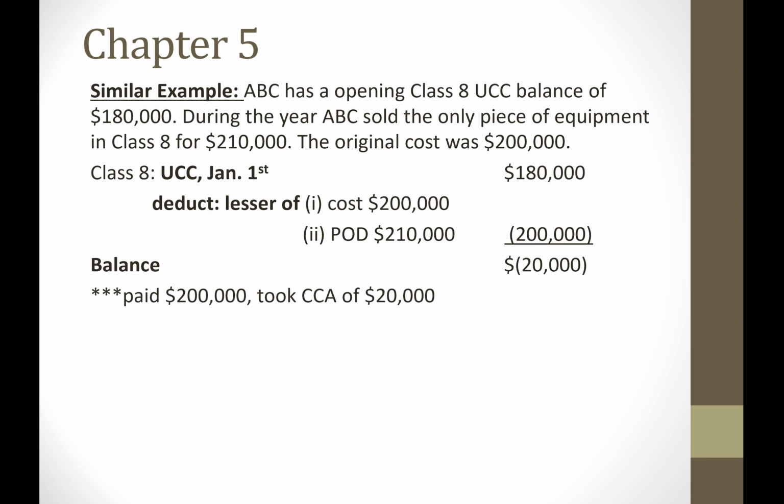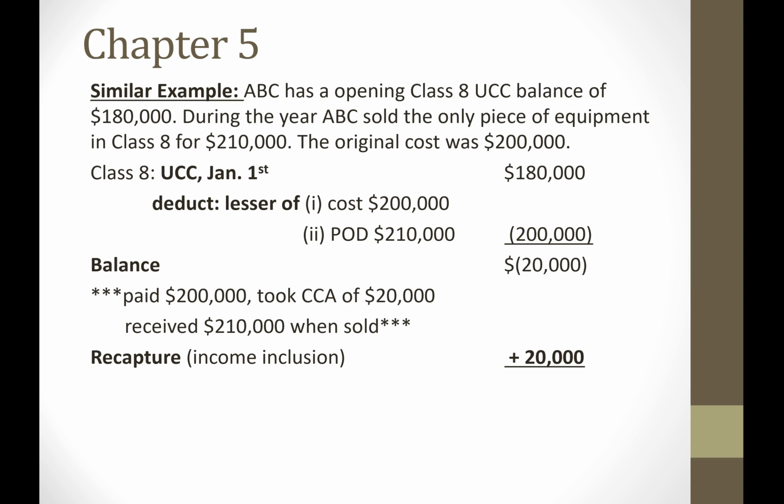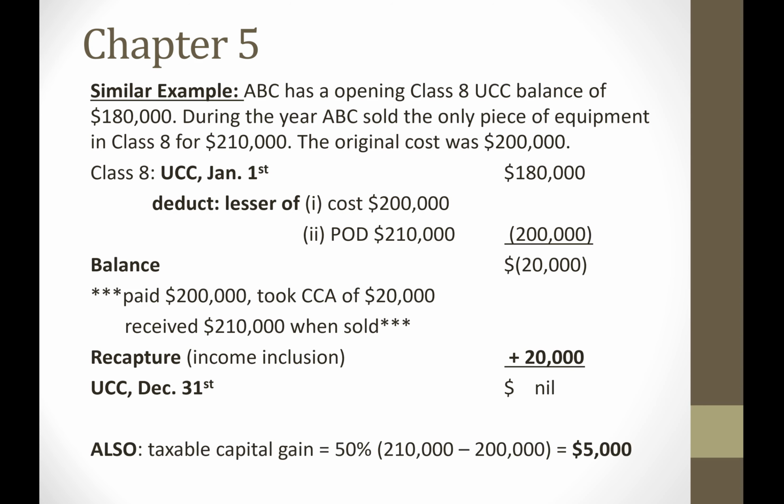And the reason why is we paid $200,000 for the asset. We took CCA deductions of $20,000, but we basically got all of that back when we sold it. So we have now an income inclusion of $20,000. We have to add that amount back into income and reset this to 0. Now, in addition to that, because we sold the asset for more than we bought it for, we also have a capital gain of which 50% is taxable. So we'd also have to include a taxable capital gain of $5,000 into income.